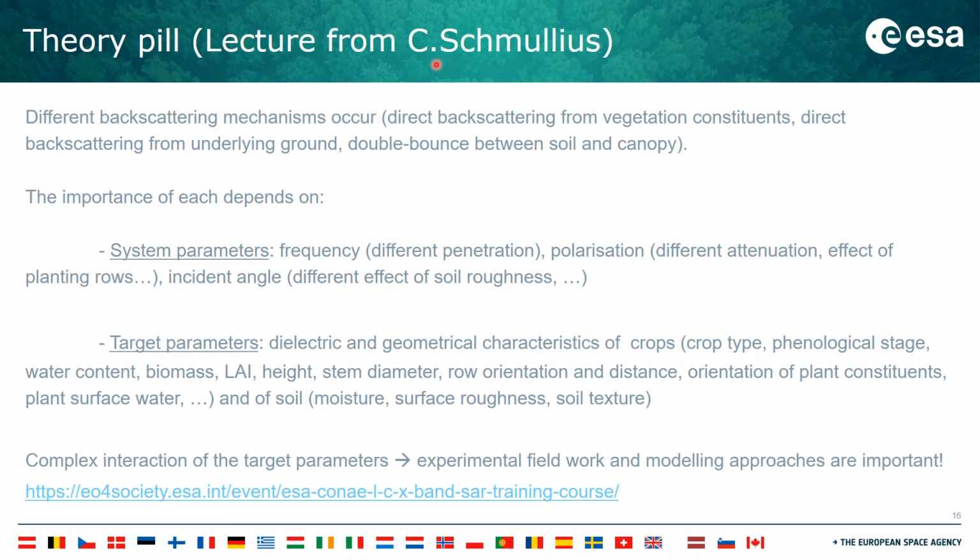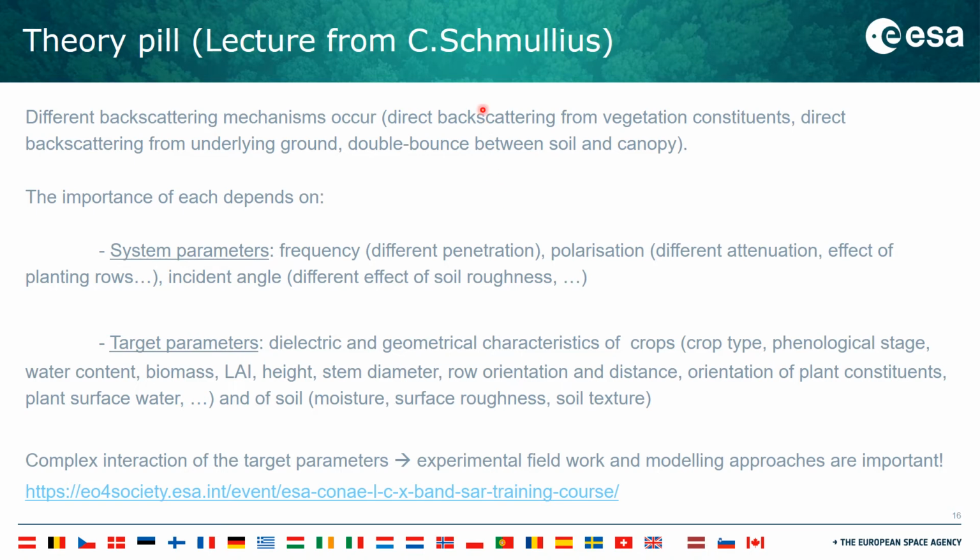And she was telling us that interpreting the results for agriculture is very complex. There are, as you know, different backscattering mechanisms. They can be either direct or involving double bouncing. Direct means that the beam will come like this and be backscattered by vegetation or by the underlying ground. And the double bounce means that it's going to do a step in between. It's going to bounce back from the soil, canopy, and then back, or the other way around.